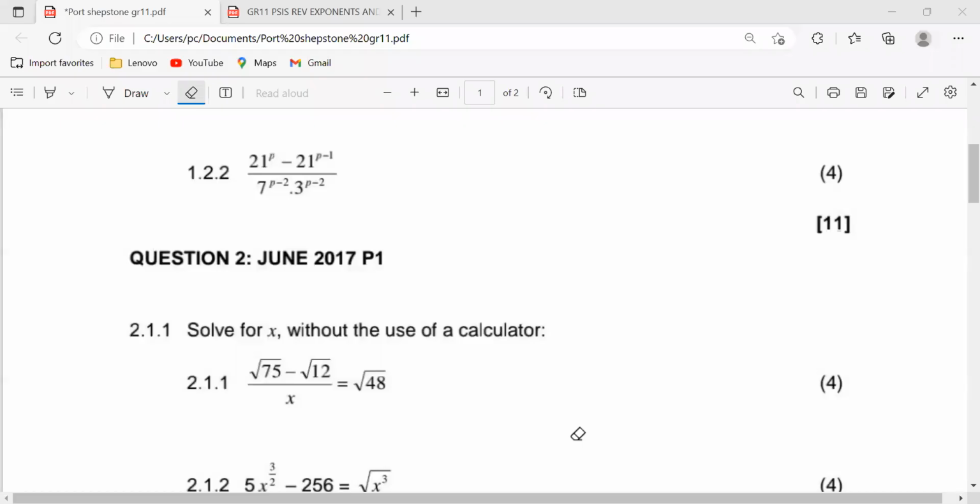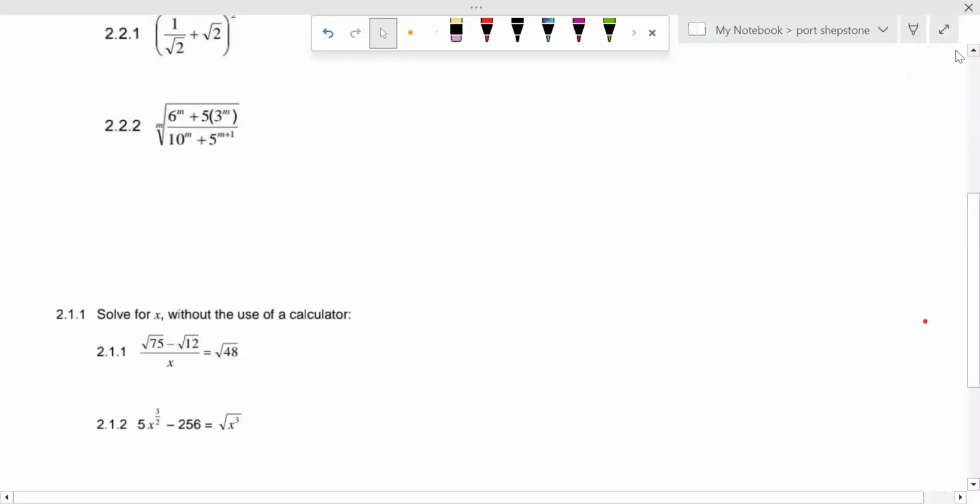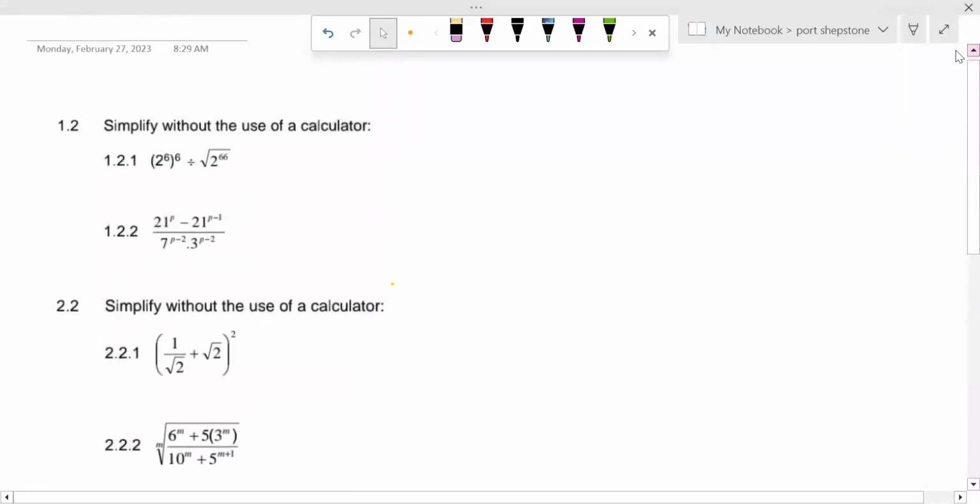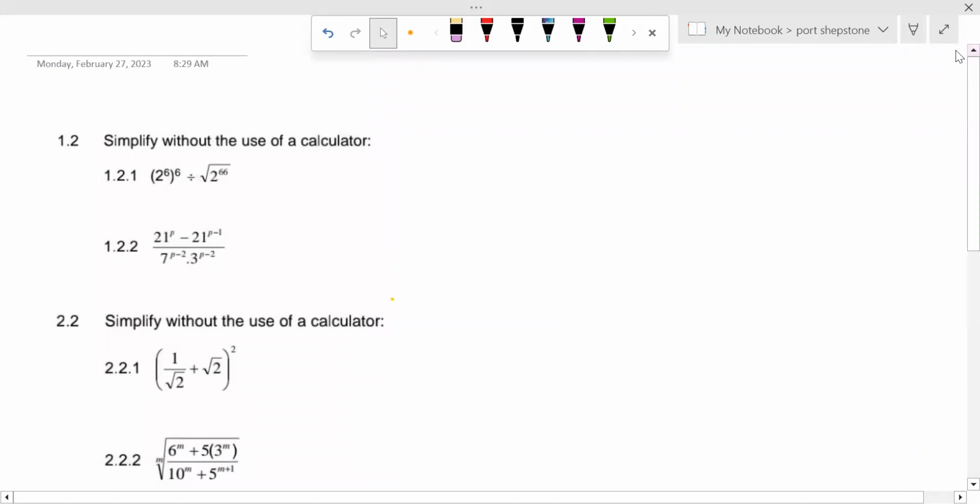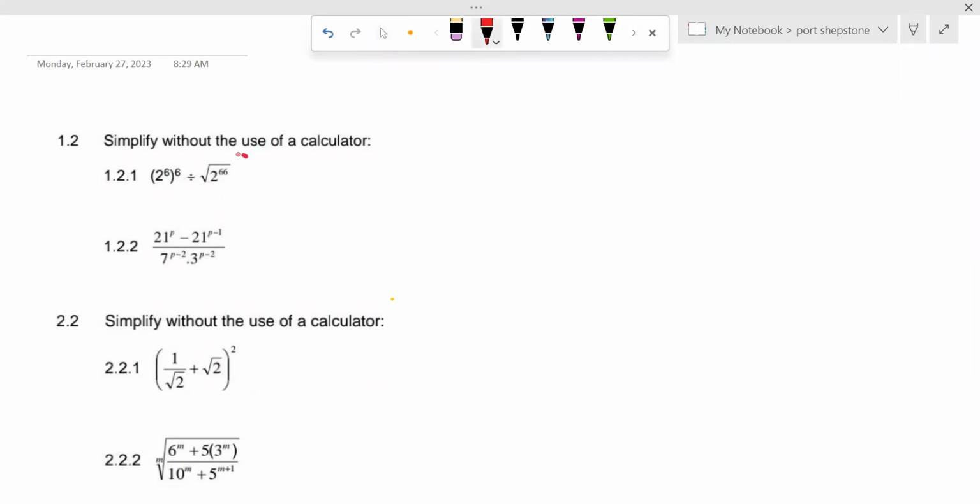Surds, and so we're going to change exponents into surds. What do I mean by that? So we're supposed to simplify without the use of a calculator. So we need to utilize the following. If I'm given something in surd form, we call this surd form. Now, something in surd form can be written in exponential form.